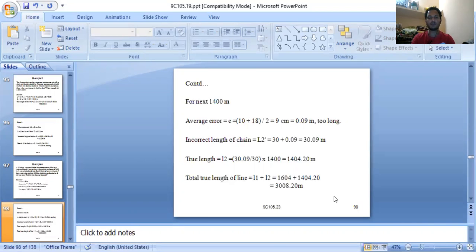Due to error in the beginning, intermediate, and last positions of the chain, it was measured as 3000 meters only. After calculating the true distances, we have arrived at the true length of the line, which is equal to 3008.20 meters.